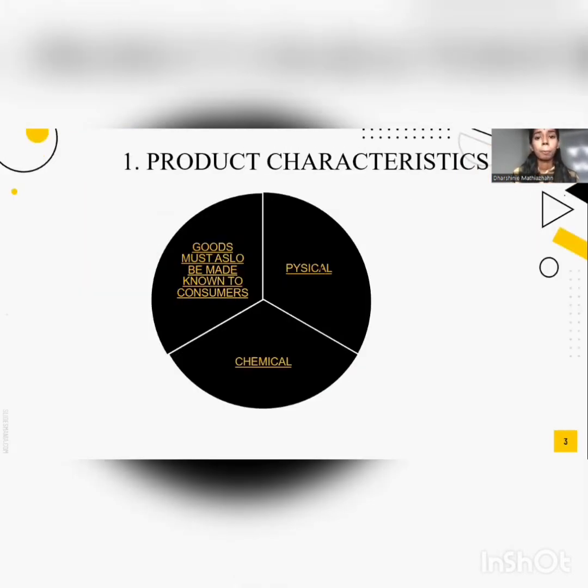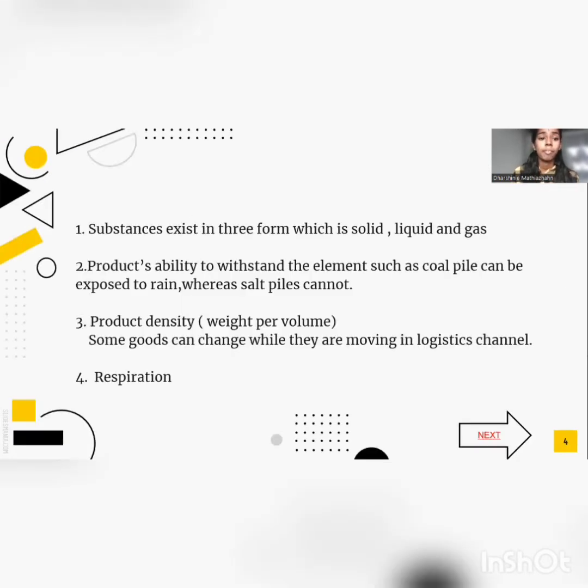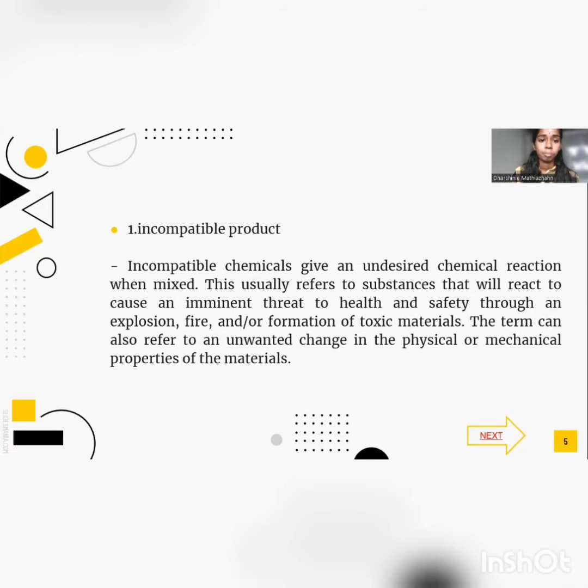There are three characteristics of product characteristic. The first one is physical. Physical is a substance existing in the three forms of solid, liquid, gas. For example, a product's ability to withstand the elements, such as coal can be exposed to the rain, whereas salt can't. The second one is product density, which means weight per volume. Some goods can be changed while they are moving in the logistics chain. The third one is respiration.